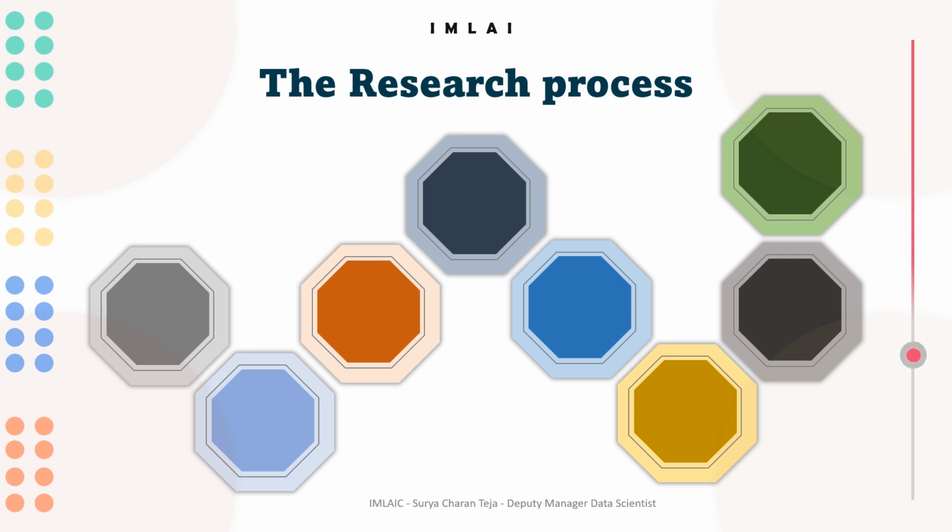Now I will give you an example for each step so that you will have a clear-cut understanding. Let's begin with the first step of any research process, which is to identify the research problem. So the first step is to identify a research problem or question that you want to investigate.